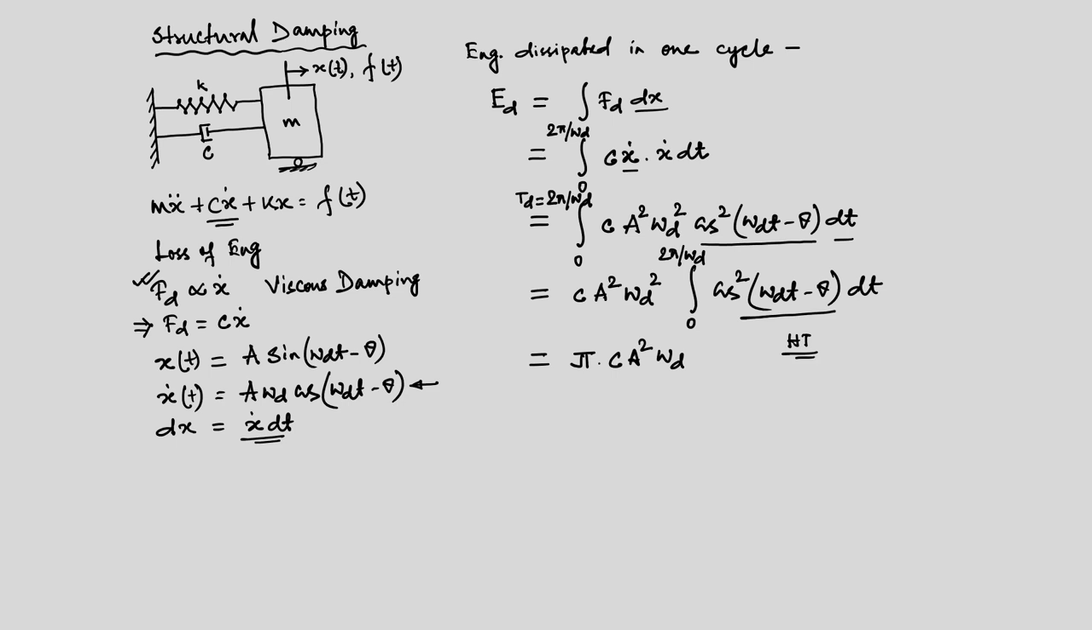This is a home task for all of you, just cross verify, it is very simple. You can easily perform this integral, and then you can see what the expression is, it will be pi by omega d. Now, we also know what the expression of C is. If you recall, C is equal to twice eta m omega n, right? And what is omega n? This is square root of k by m. And what is omega d? Nothing but omega n square root of 1 minus eta square.